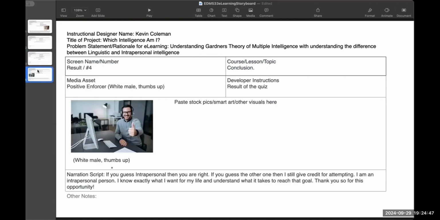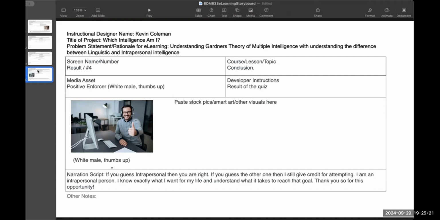Then in conclusion, I gave the results with a thumbs up to give everybody positive feedback. At the bottom of it, I did verbalize, hey, if you guessed that I am the intrapersonal one, then correct. But with positive reinforcement, something that we do these days, I basically said if they didn't get it right, hey, they still get credit because they took the time to get to know me and really understand who I am. And then I explained what I understand about who I am, and what I want to do with my life. And then I also thanked them for participating in this opportunity.